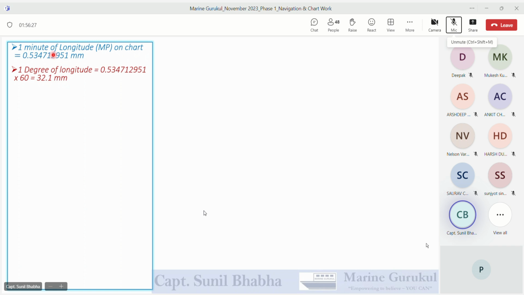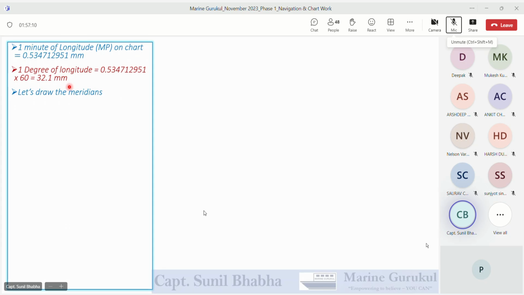Now, since we have the length of 1 minute of longitude, we can easily find out 1 degree of longitude. 1 degree of longitude is 60 minutes. So this multiplied by 60 gives us 32.1 millimeters. So we obtain the length of 1 degree of longitude equal to 32.1 millimeters. You can round off this value to one place after the decimal for millimeters. Now once we have this value, we can draw the meridians for our particular area. So let's now draw the meridians.